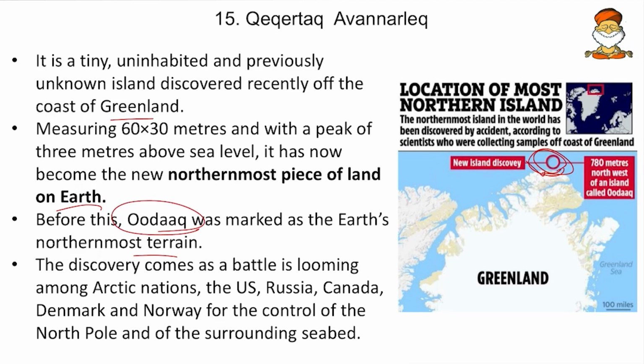The discovery comes as a battle is looming among the Arctic nations like the US, Russia, Canada, etc. They are fighting for the Arctic and other regions in search of petroleum crude and others. That is why the discovery of this island becomes important. So remember the name and the significance. That is more than sufficient. You can always get a question like: Qeqertaq Avannarleq is associated with which of the following?